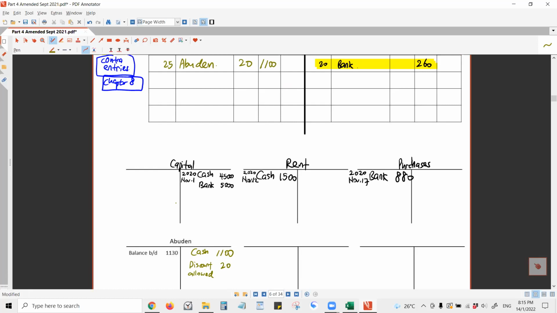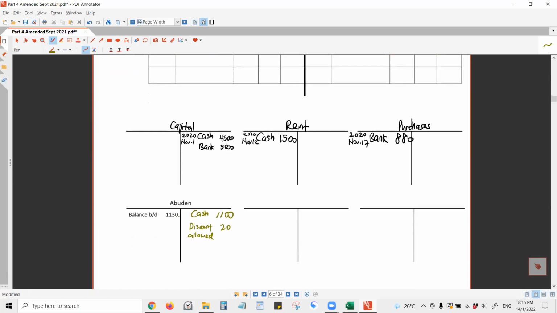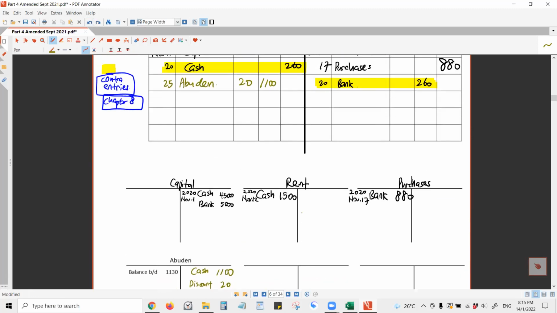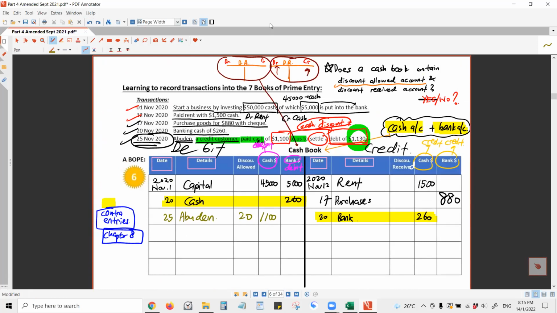Does Abu Dan still owe us money if you observe the Abu Dan account? No, right? Because both the debit and credit side have the same total, 1130. Finished. So what is the point of having two extra T accounts here? What is the use of them? I show you later. So all the 5 transactions we have already recorded. What to do next?